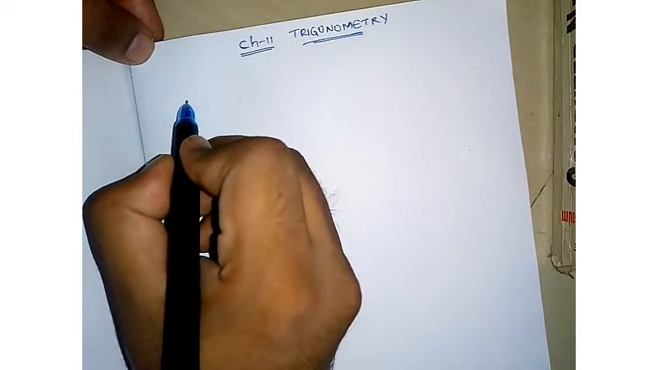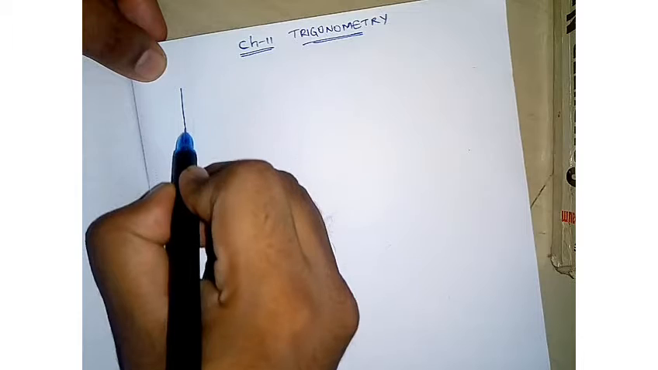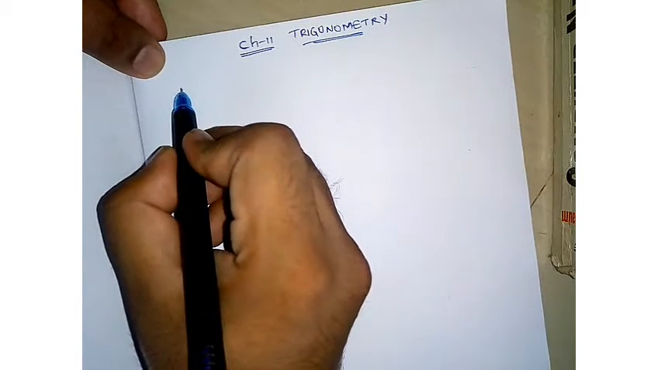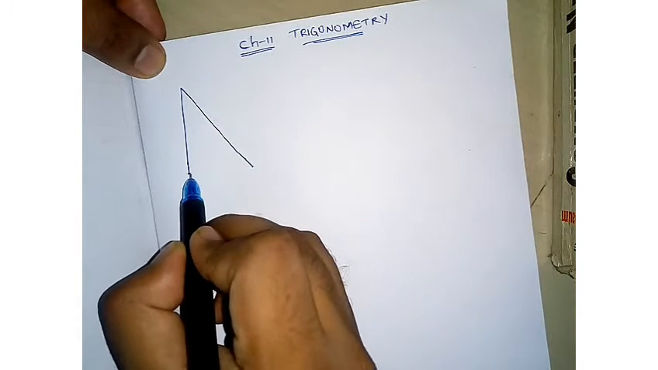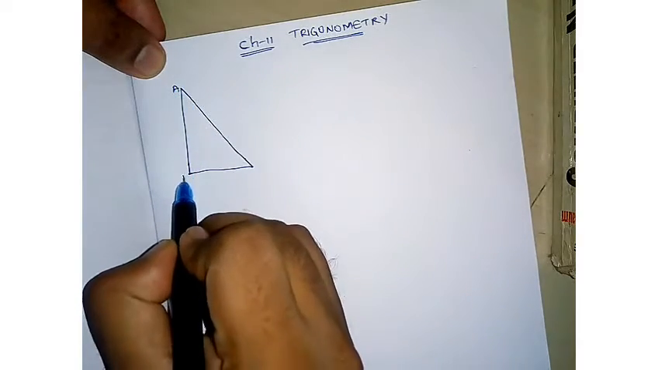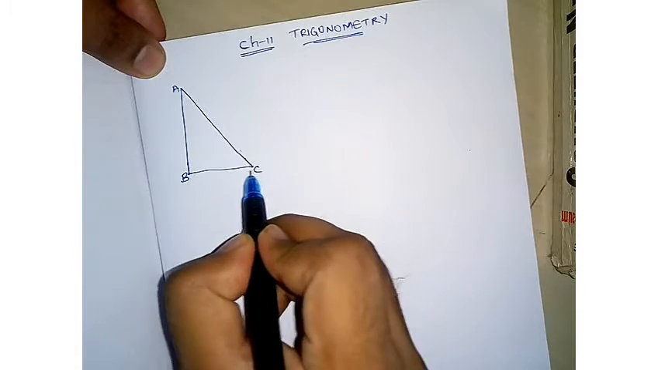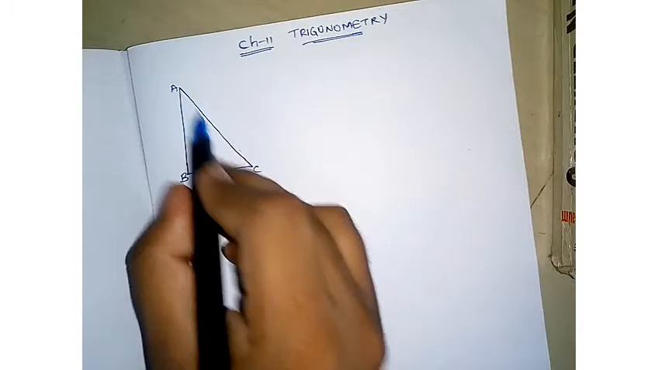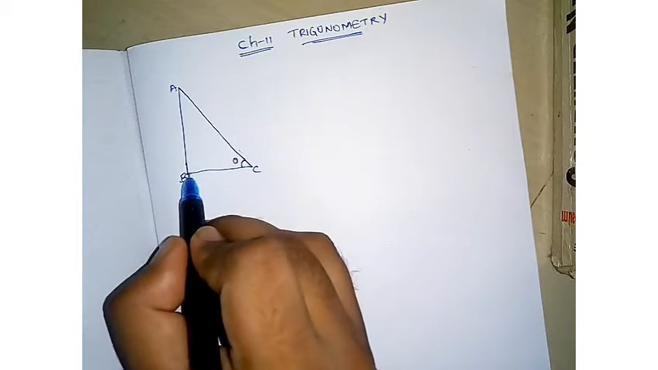For example, you see an electric pole on roads. Assume this as an electric pole. This is erected using a wire or rope with the ground. Let's assume the electric pole as AB and the wire or rope as AC. This forms a triangle, and this wire AC makes an angle theta with the ground BC.